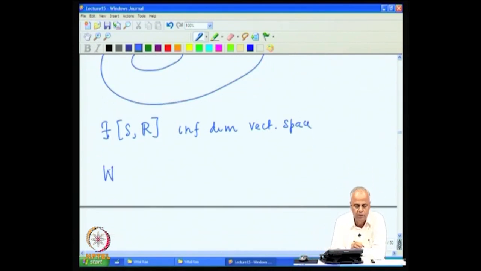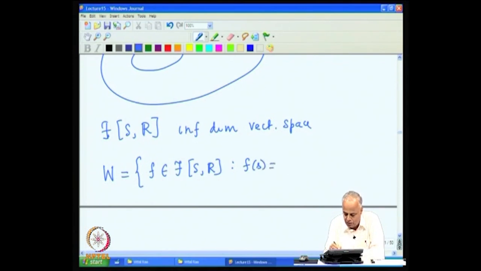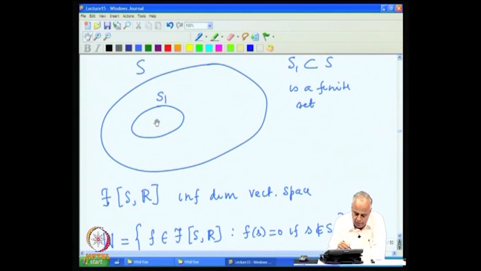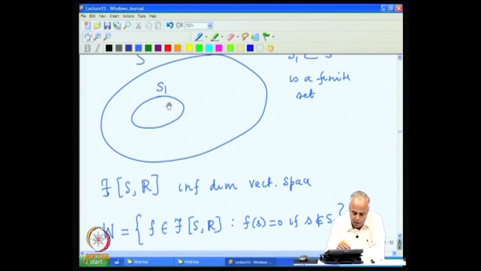Now look at this subspace W, which consists of all the functions f from S to R, such that f of s is equal to 0 if s does not belong to S 1. In other words, only when you take a point in S 1, f will have a non-zero value. The moment you go outside S 1, f will take the 0 value. So, we will take only those functions which live inside the set S 1 and die off outside the set S 1. Technically, we say that the support of these functions is contained in S 1. Now, inside S 1, the value may be 0 or not 0, we are not worried about it. What we are saying is outside S 1, it must necessarily be 0. So, we are looking at all those functions which die off outside the set S 1.